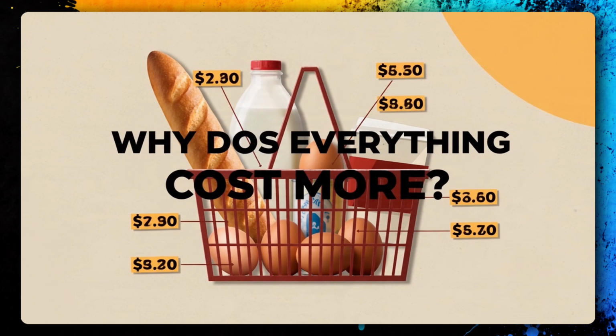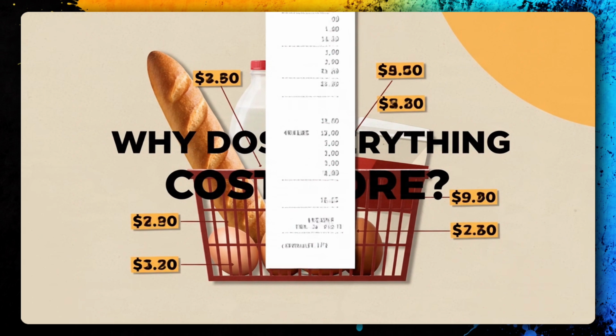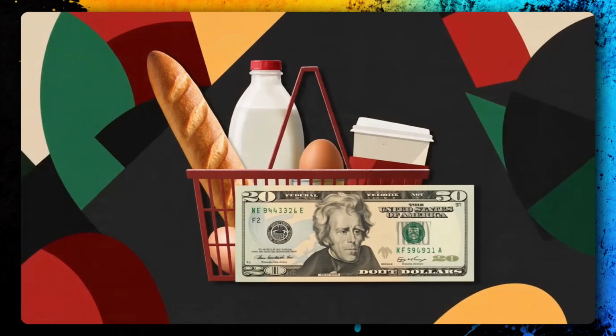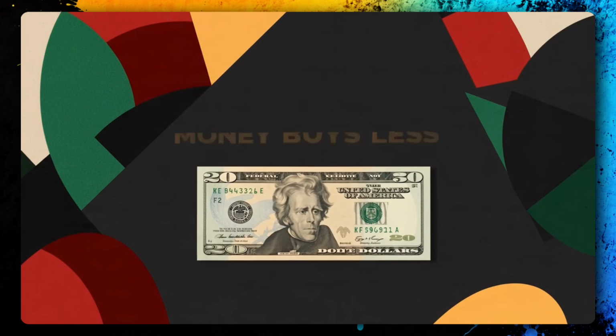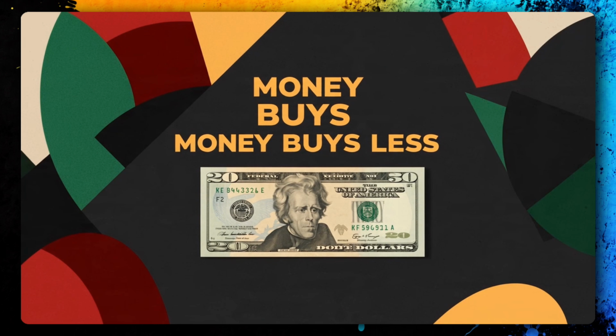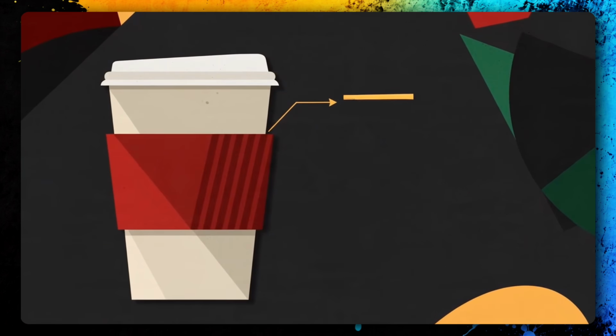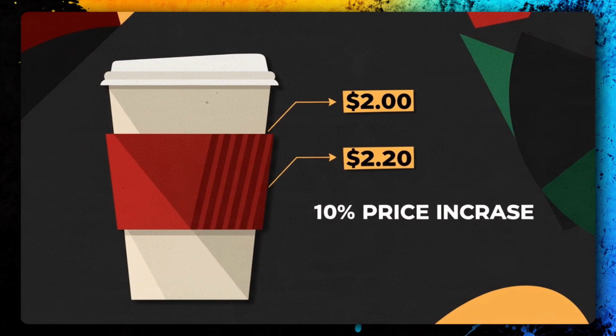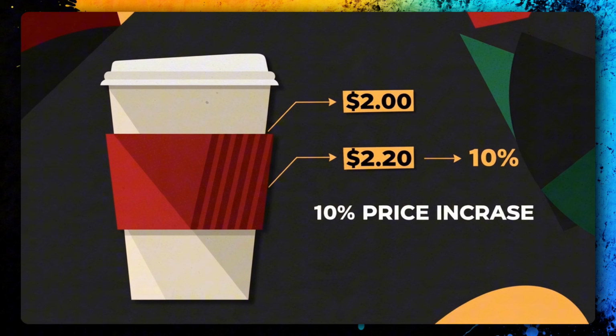Inflation happens when the overall prices of goods and services rise over time. As prices increase, each dollar loses purchasing power, meaning the same amount of money buys less. If a $2 coffee rises to $2.20, its price has increased by 10%.